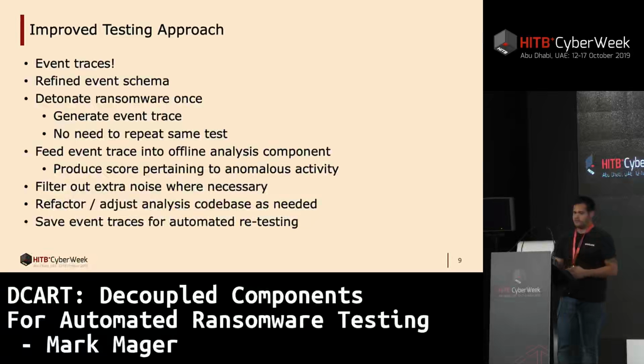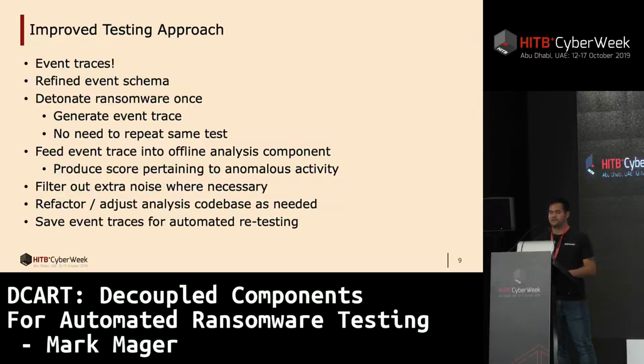And as I just mentioned, we're going to have offline analysis of the event traces, and that analysis component will produce an alert score that will essentially tip us off to how much anomalous activity was observed by looking at the individual events. Another advantage of using this approach is that we can filter out noise, meaning background processes, any other security event logs, anything like that that might get in the way of telling us exactly how long it's really going to take for us to determine if something is ransomware or not.